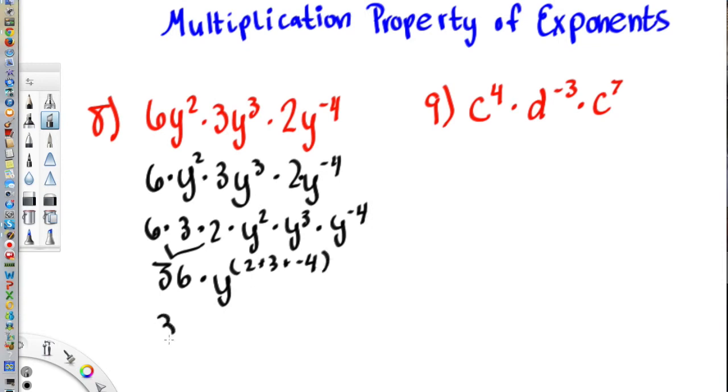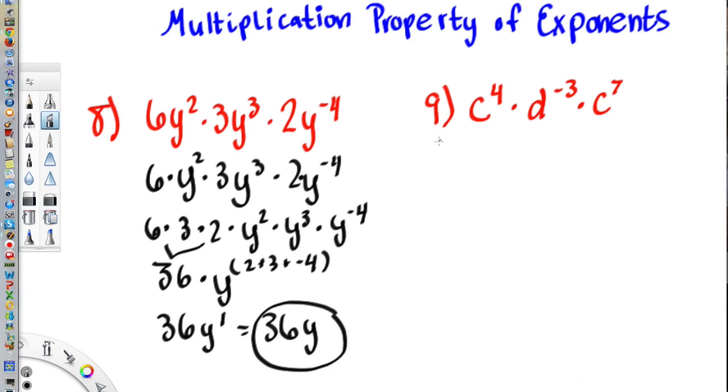Okay, and then I'm getting 36y, and then 2 plus 3 is 5, plus a negative 4, which is the same thing as minus 4, is going to be 1, which is really just 36y. There you have it. You just add up these exponents here. 2 plus 3 is 5, plus a negative 4 is just 1.